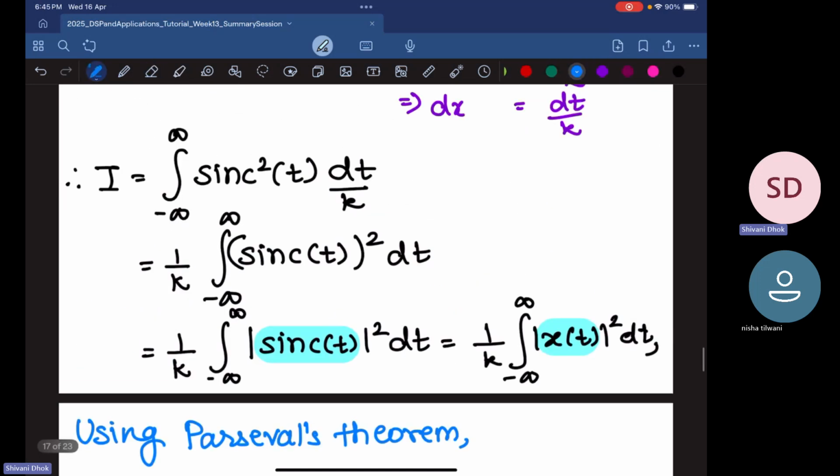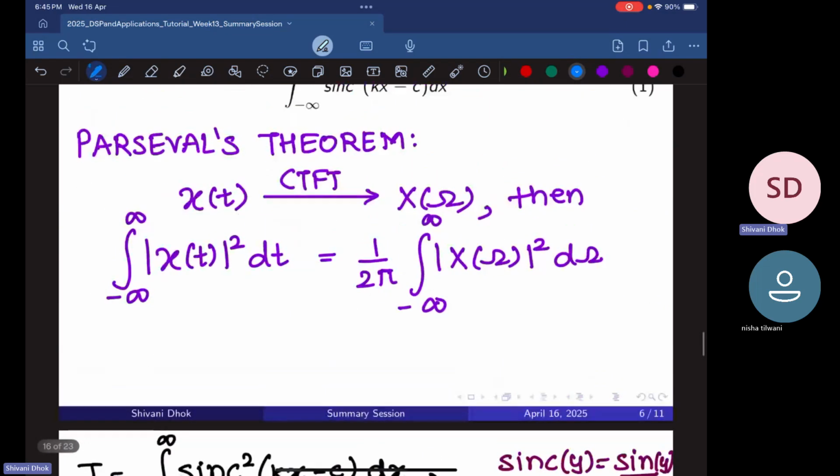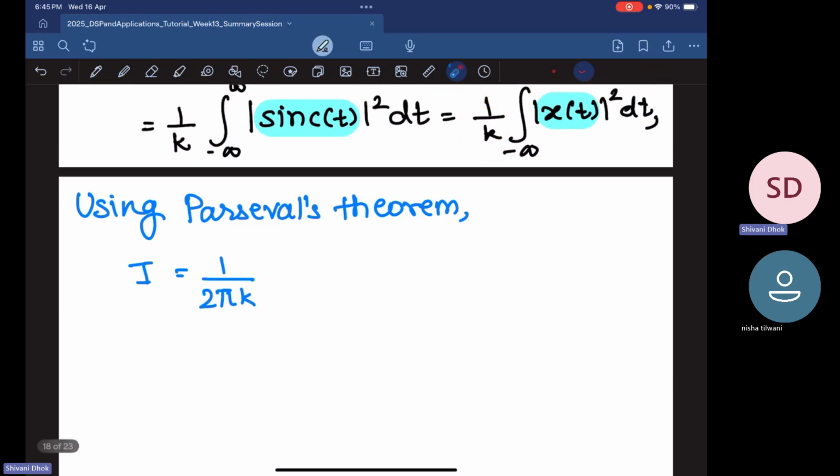Now my integral that I am trying to solve becomes I equal to, we have a factor of 1 over 2 pi outside. This k is getting carried forward from here. Integral minus infinity to infinity magnitude of X of omega squared d omega. Now, why did I do this? Why can't I simply integrate in the time domain instead of going into the frequency domain?